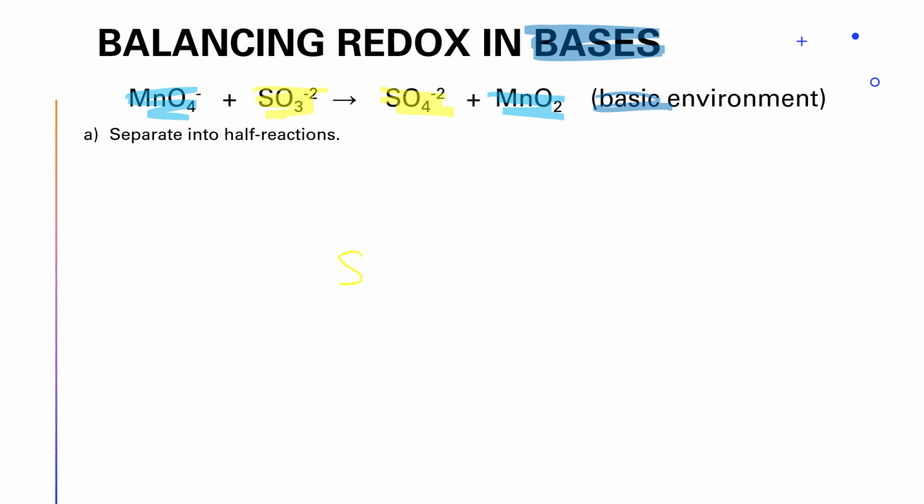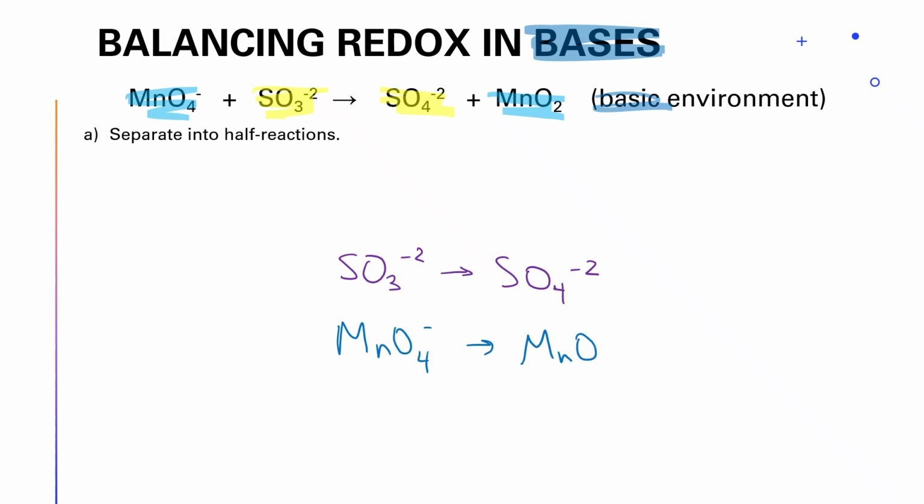let me change that color. Yellow won't work. Let's make it purple. SO3 minus 2 and SO4 minus 2. For my manganese section, I have MnO4 minus and MnO2 without a charge.